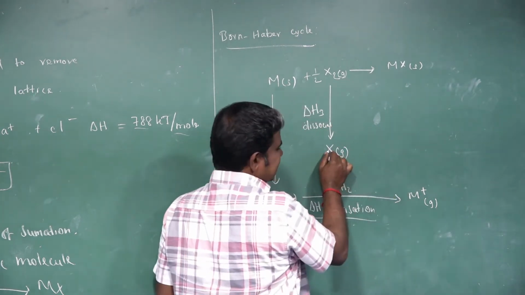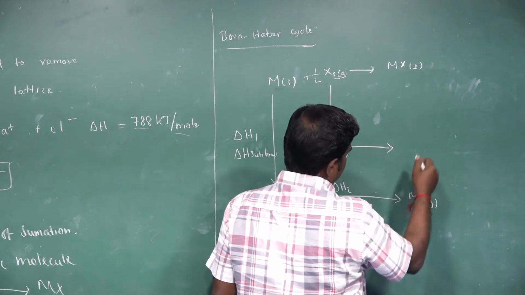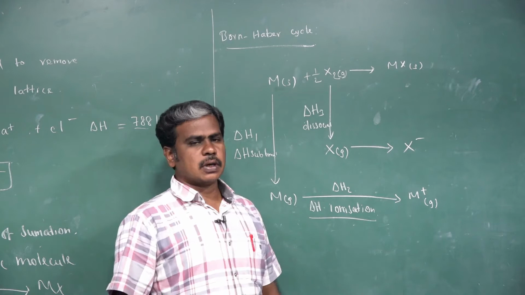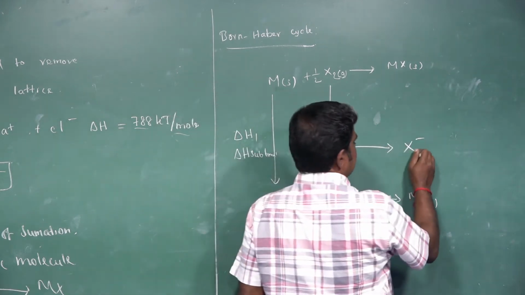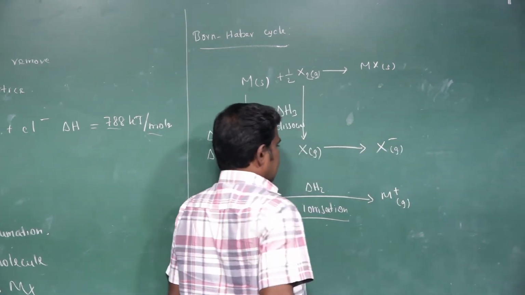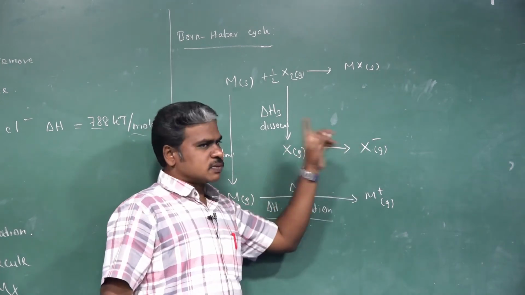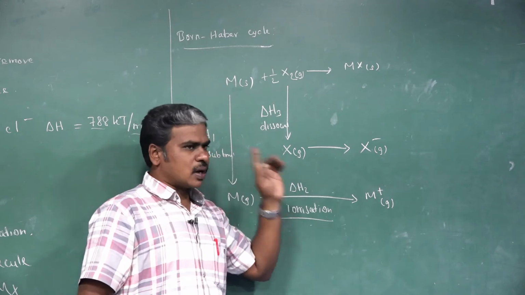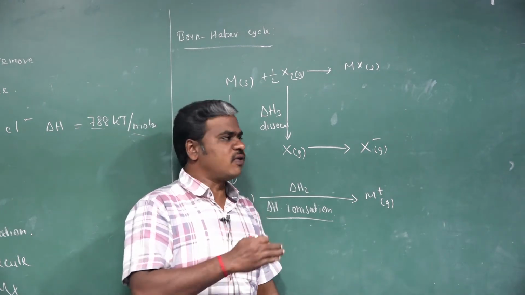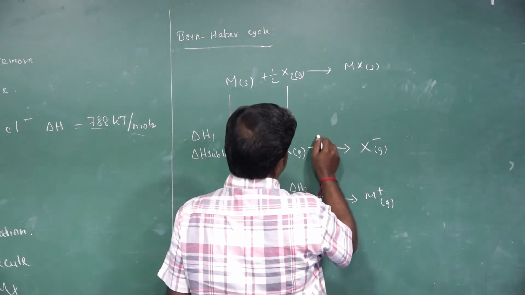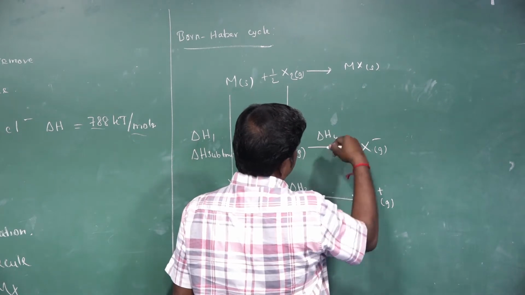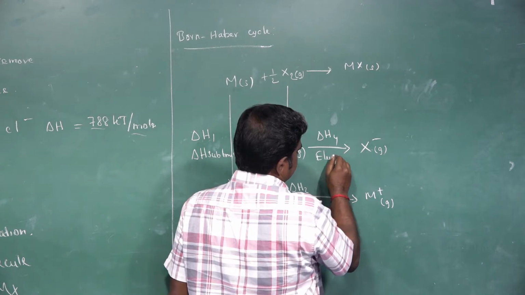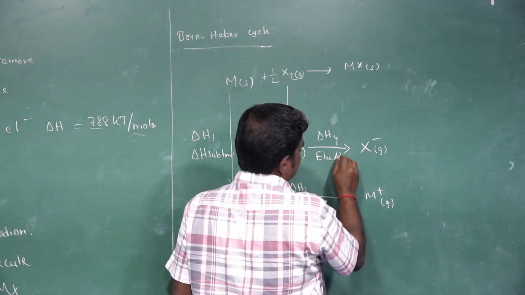Now X is converted into X minus in the gaseous state. How will you get X to X minus? By adding an electron. Addition of an electron is known as electron affinity. So here delta H4 refers to electron affinity.